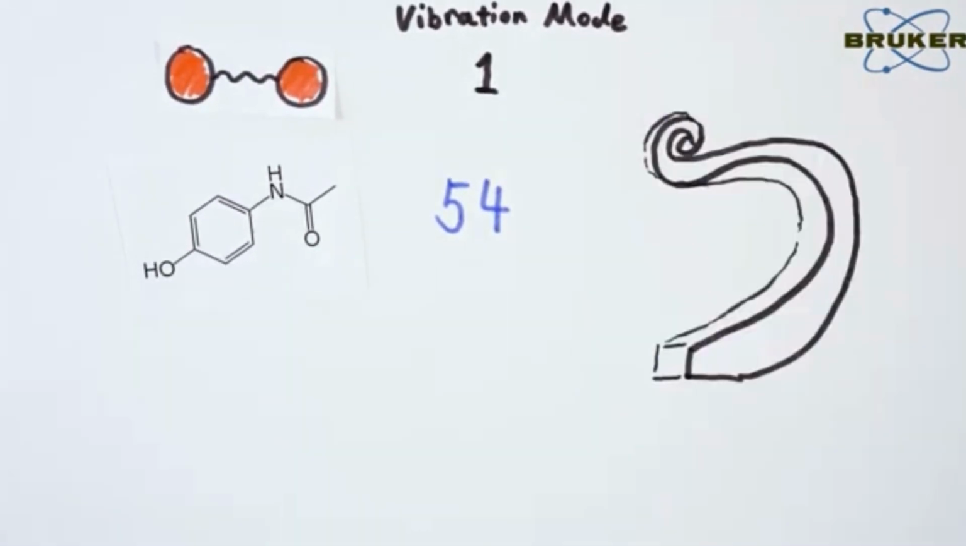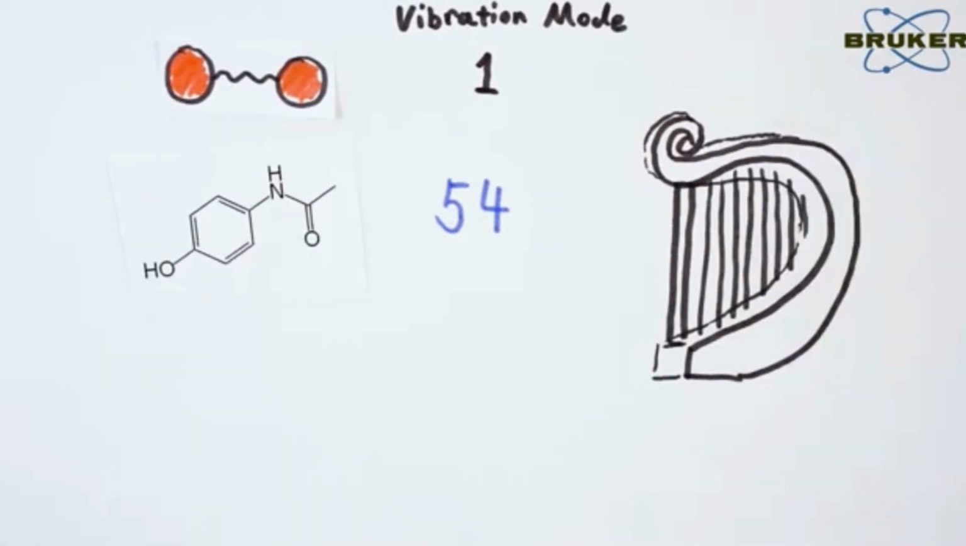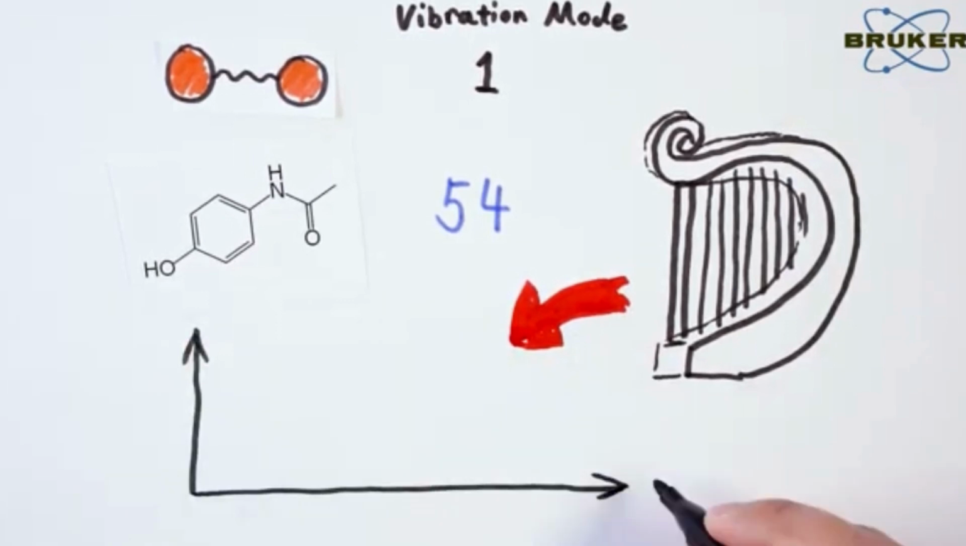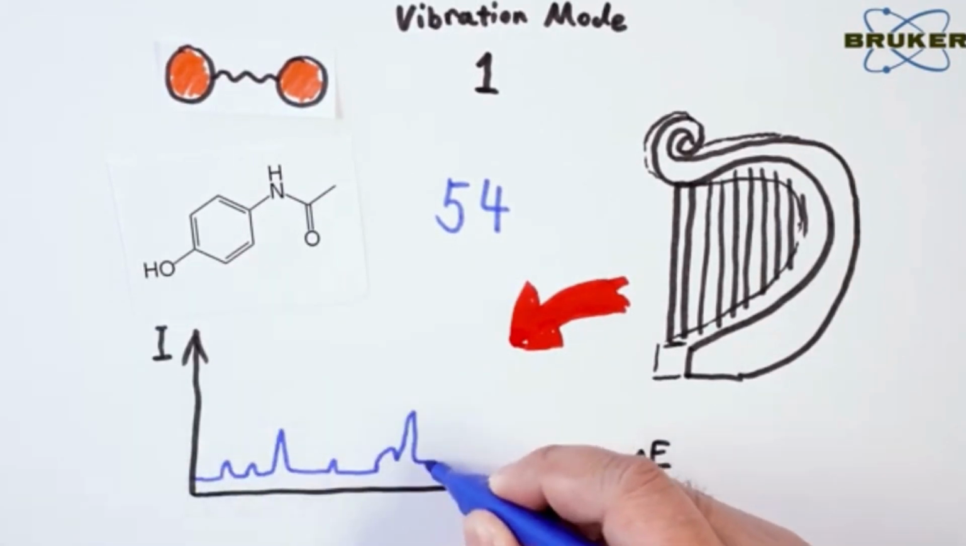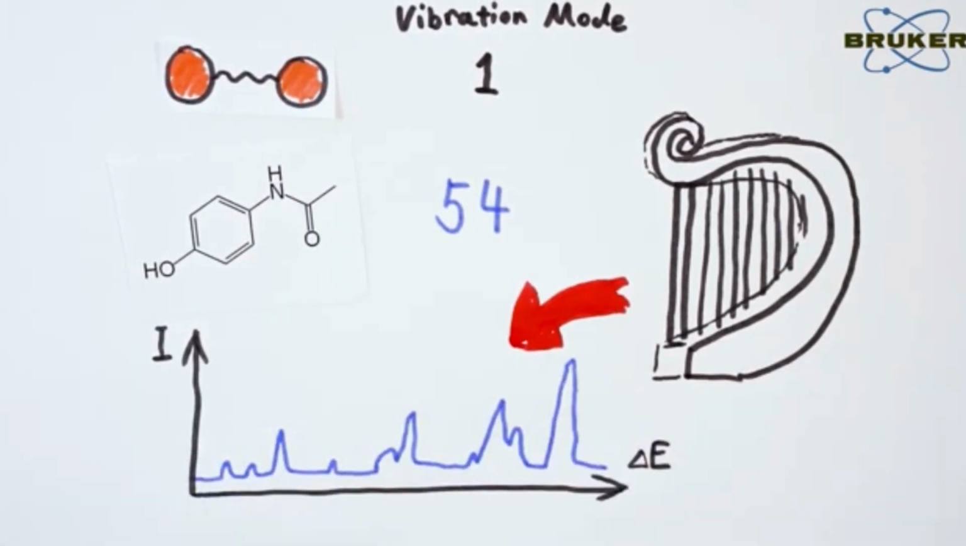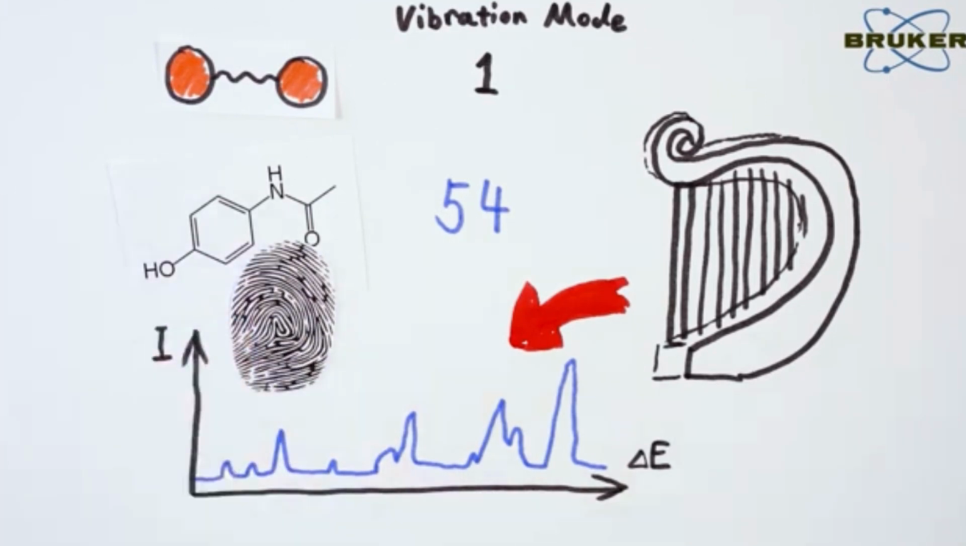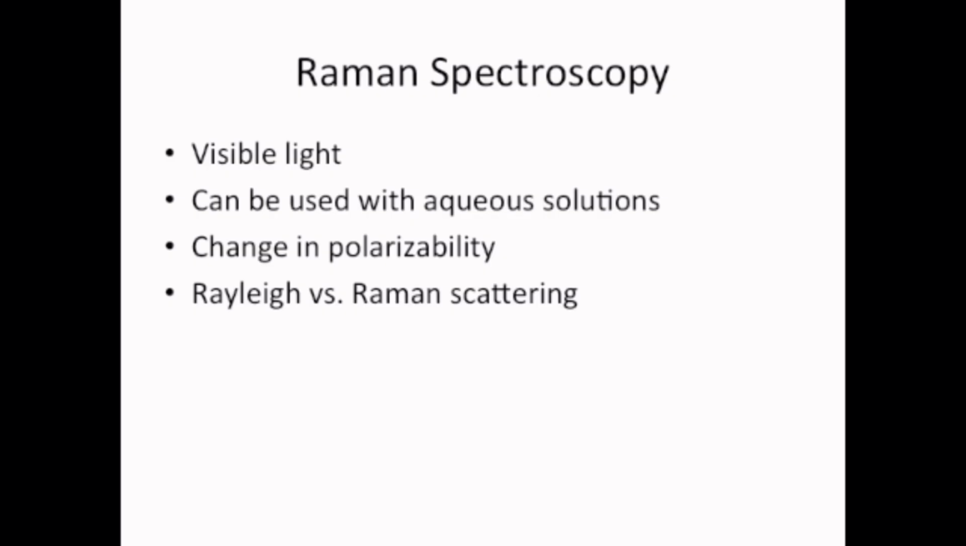Imagine plucking a harp with 54 strings and capturing the frequency of each string at the same time. Just like this, we get a unique pattern that is very specific for the harp, or more relevant yet, the molecule we are looking at. This is called a spectroscopic fingerprint. While Raman spectroscopy is not as common as IR spectroscopy, it does provide us with valuable information about molecular symmetry.